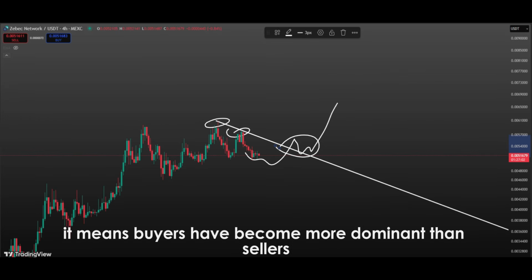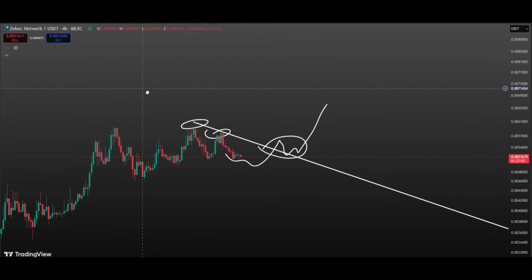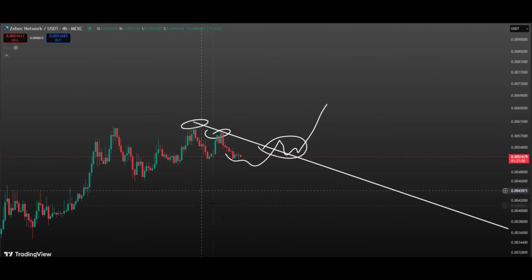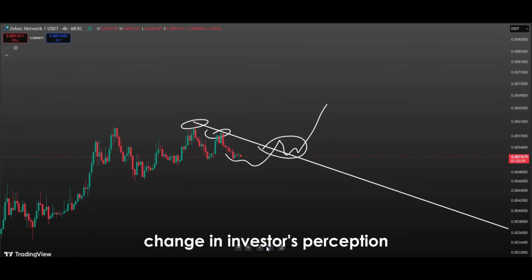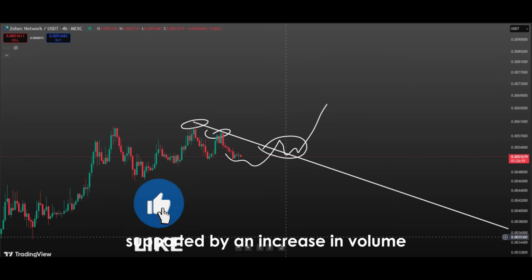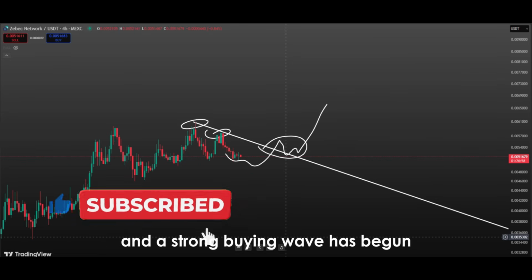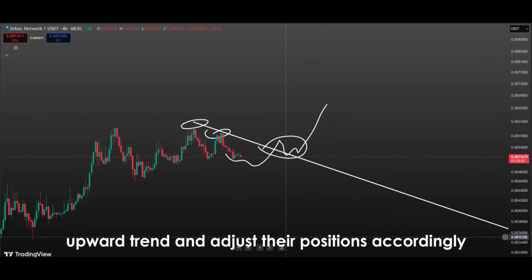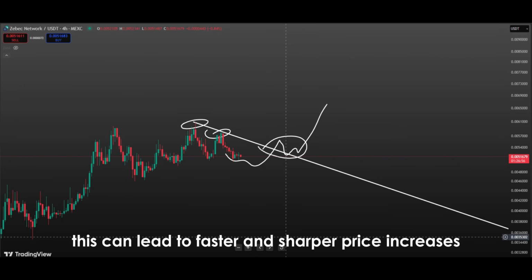This is because it means buyers have become more dominant than sellers, the price is no longer moving downward, and upside potential has emerged. Breaking a descending trend line is a very important signal from a technical perspective. In terms of market psychology, a trend break creates a positive change in investors' perception. This breakout is usually supported by an increase in volume, indicating that the price decline has ended and a strong buying wave has begun. Investors may interpret this signal as the beginning of a new upward trend and adjust their positions accordingly. This can lead to faster and sharper price increases.